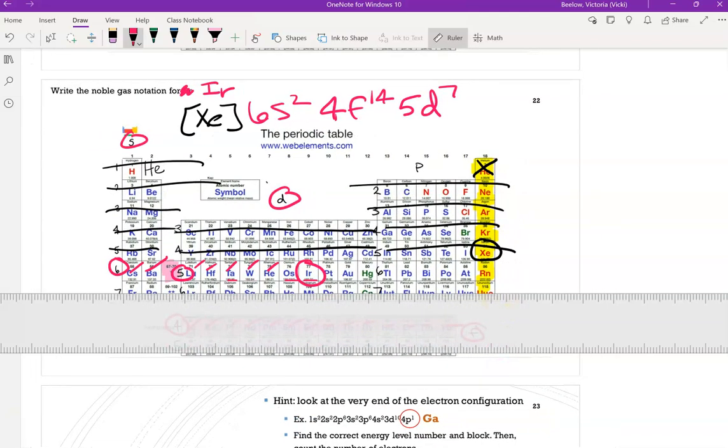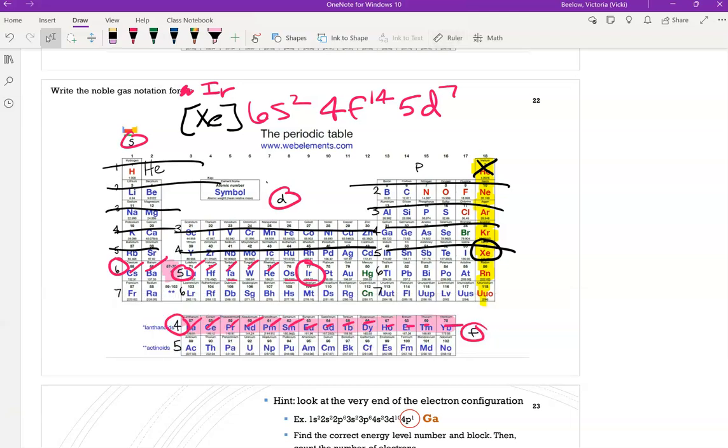And that is noble gas notation. This is more of what you would see on a test, something that does go through the F block for the noble gas notation.